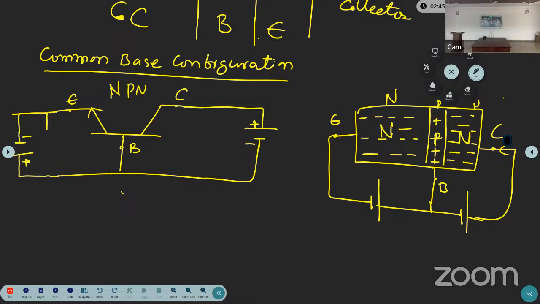Voltage. The output voltage is changing the input characteristics. How is it changing?